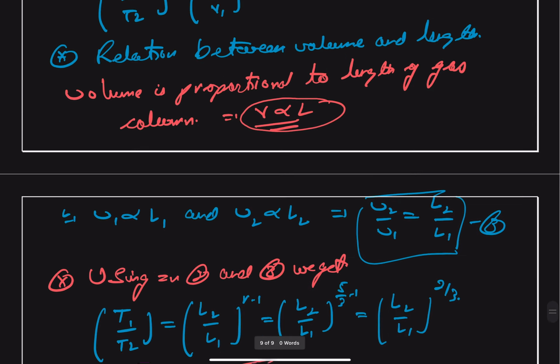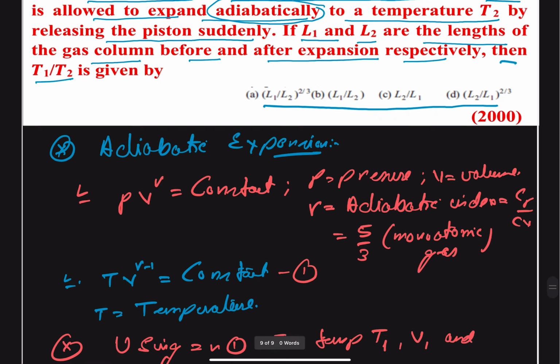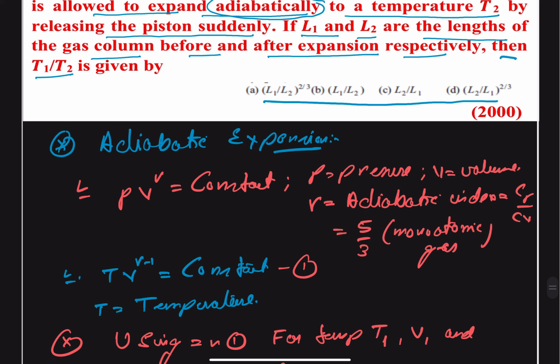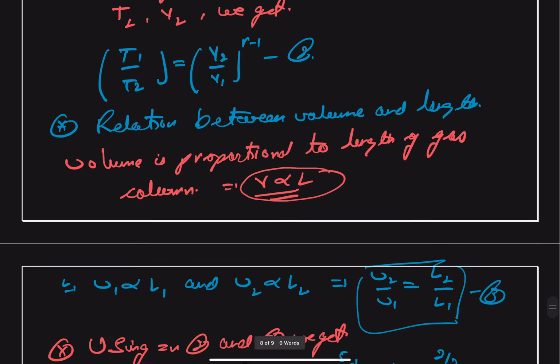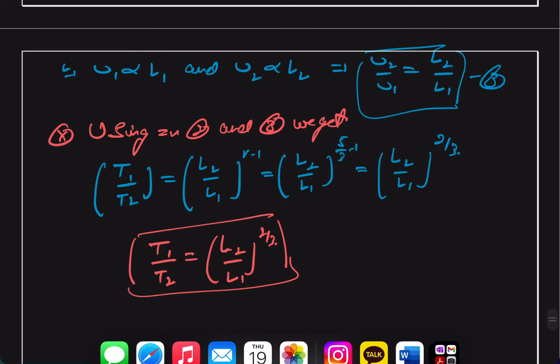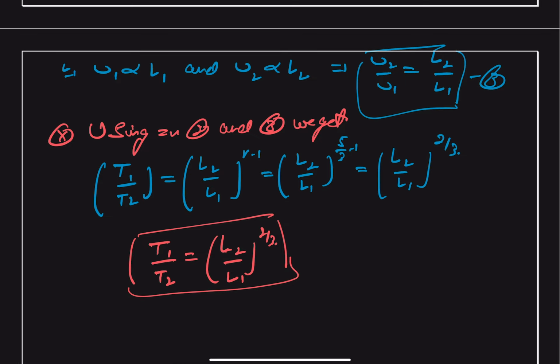So if we check the options that are given to us, we can say option number D is the correct option. So this completes the question.